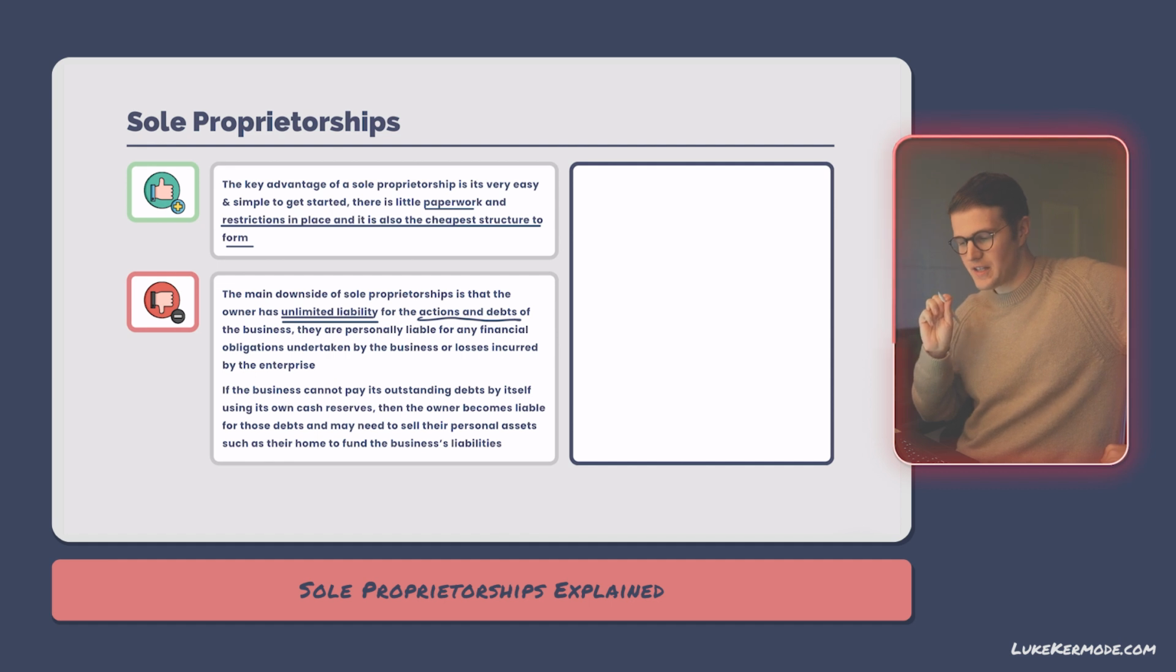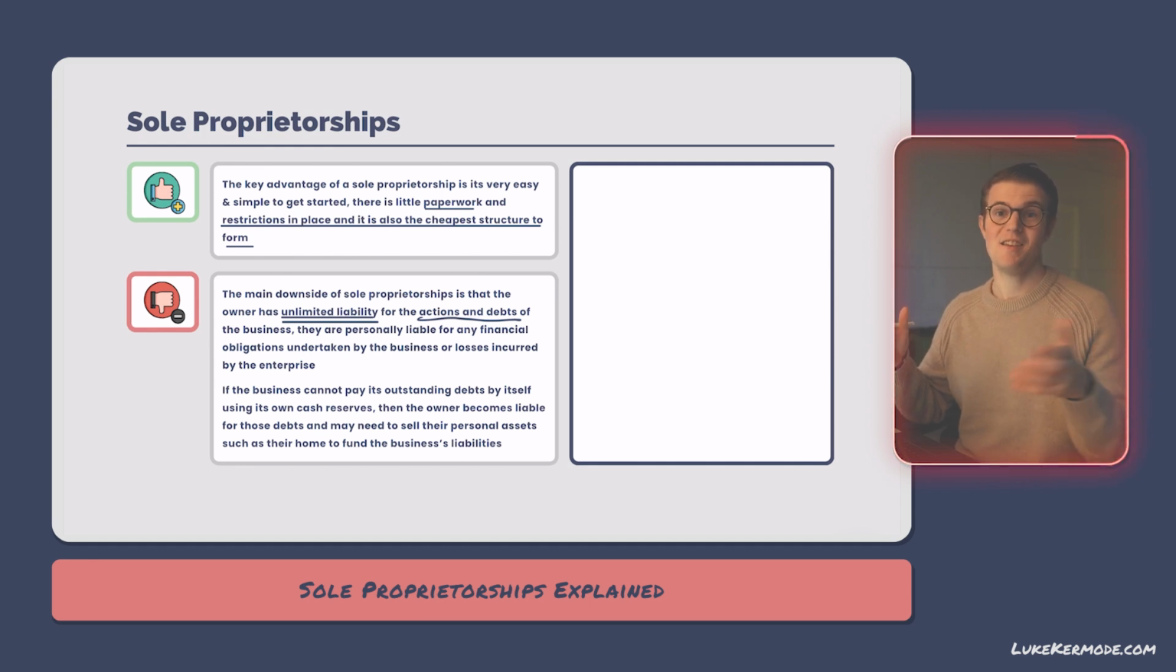The owner is personally liable for any financial obligations undertaken by the business or losses incurred. So basically, to explain that in a nutshell, if the business makes losses or takes on debts that it cannot pay, then the creditors, if they can't go to the business, are going to go to the owner. So if the business can't pay its debts, then the owner will have to offer up their personal assets and pay those debts using their personal assets. The owner may have to sell their home, sell their car, or take their kids out of school and pay the debts using their own personal money.